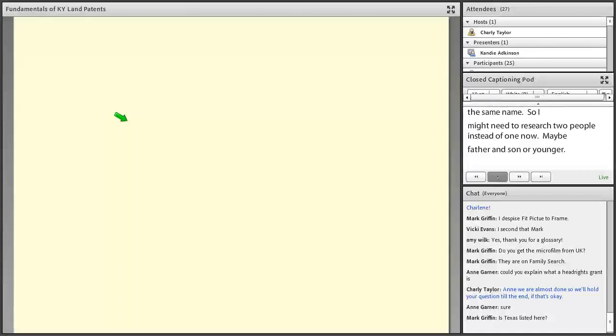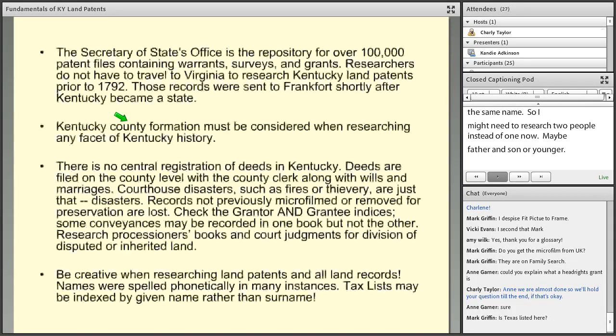The Kentucky Secretary of State's office is the repository for over 100,000 patent files. County formation must be considered. You do not have to go to Virginia to study any land transaction by patent prior to 1792. It's in the land office in Frankfort. There is no central registration of deeds. If there's a courthouse fire, it is a disaster if those records haven't been microfilmed or preserved someplace else.